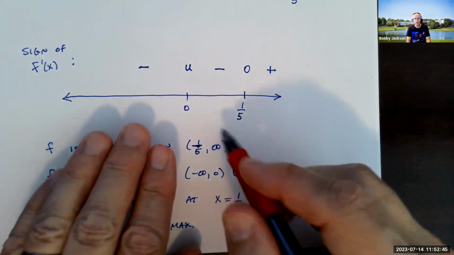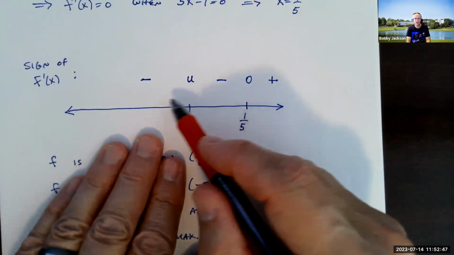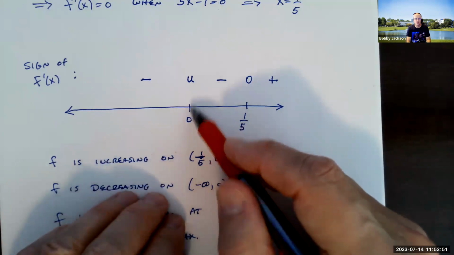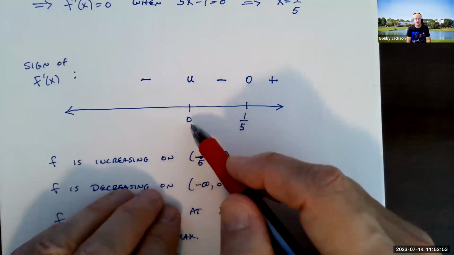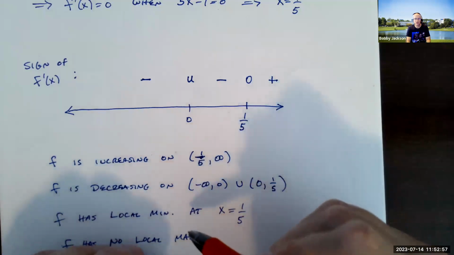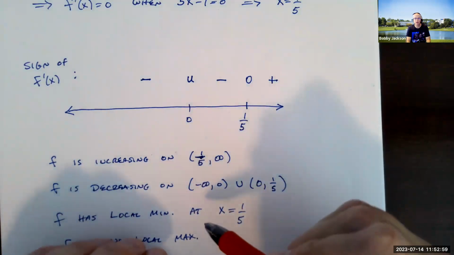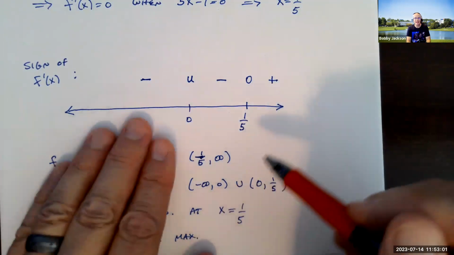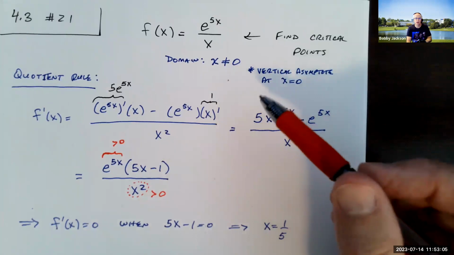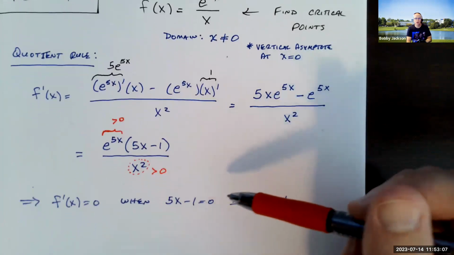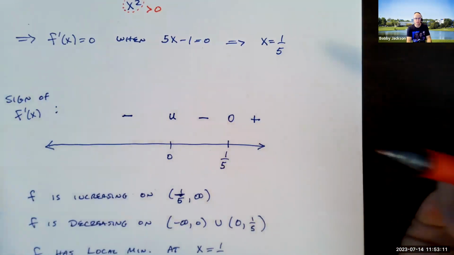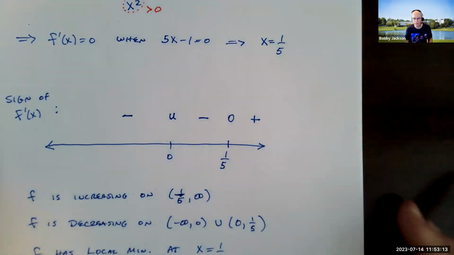Just a quick note that you could have had a sign change in the derivative over the vertical asymptote, but this would not be a location of a local max or min. Remember, local max or mins occur at critical points, which are points in the domain of the function, right, where the derivative is 0 or undefined. So again, this 0 makes the derivative undefined, but it's not in the domain of the function, so that can't possibly be a critical point.